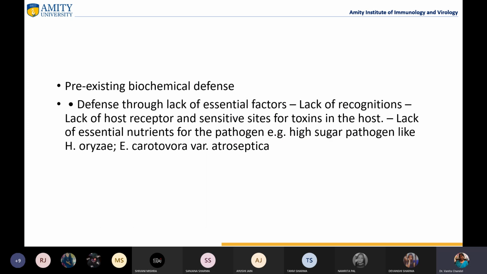So in pre-existing biochemical defenses, defense through lack of essential factors could be due to the lack of some essential factors such as lack of recognition, or due to the lack of host receptors and sensitive sites for toxin in the host, right? So lack of essential nutrients for the pathogen. For example, some pathogens prefer high sugar content, like Helminthosporium oryzae, right? So if these components are not present in the plants, or there is less of these components, these pathogens are not going to infect those kinds of plants. So defense through lack of essential factors.